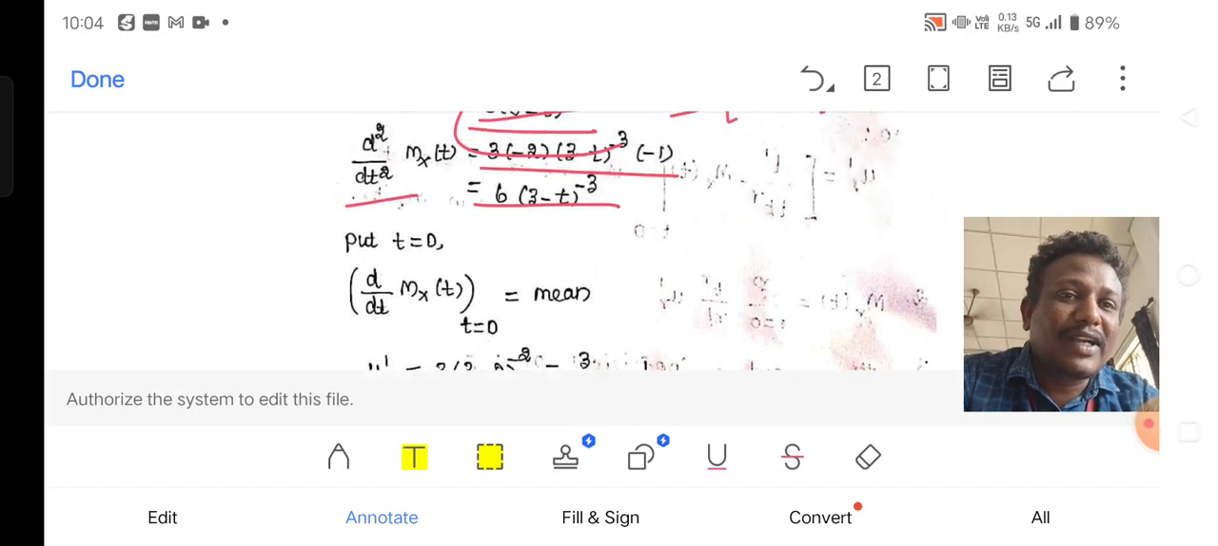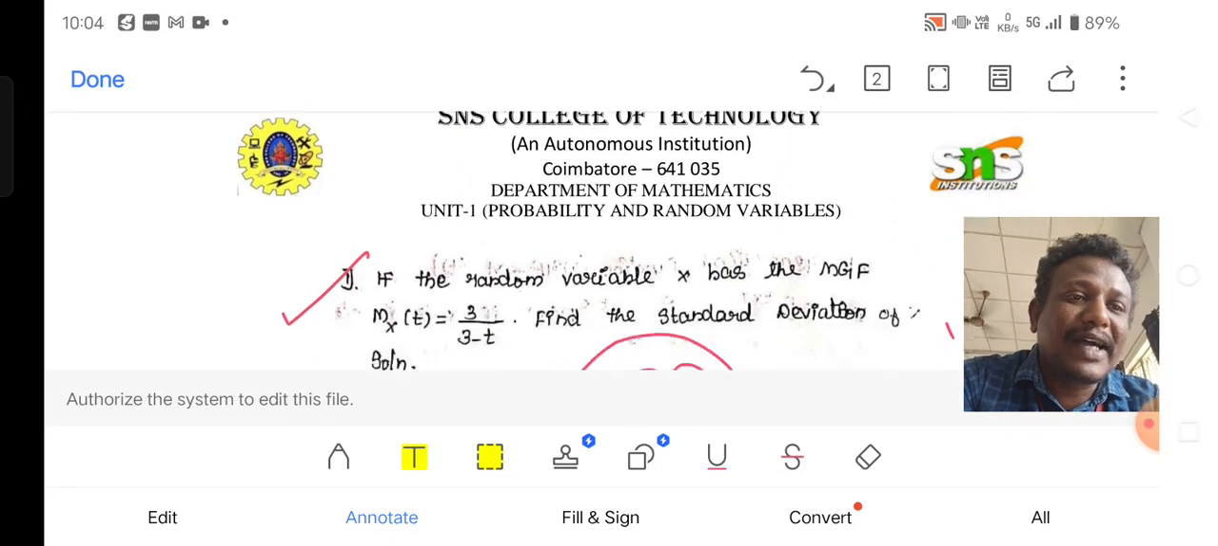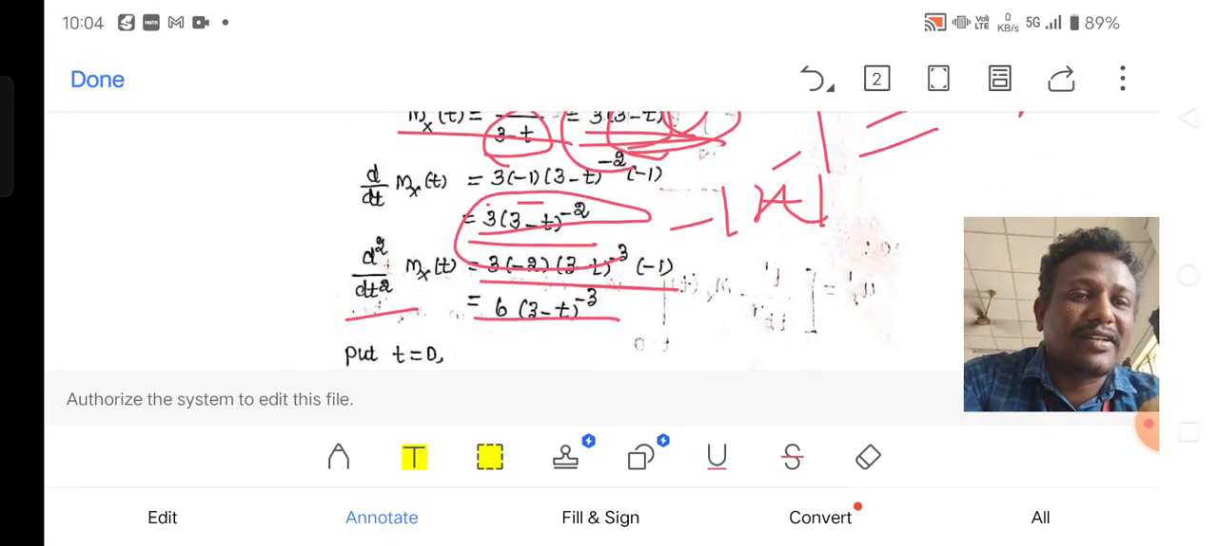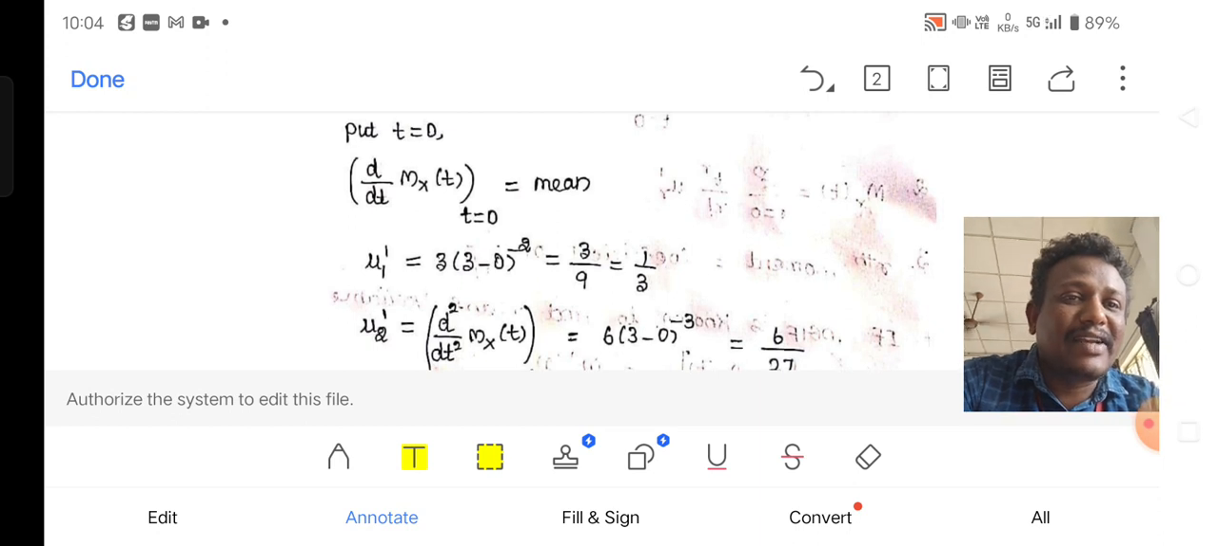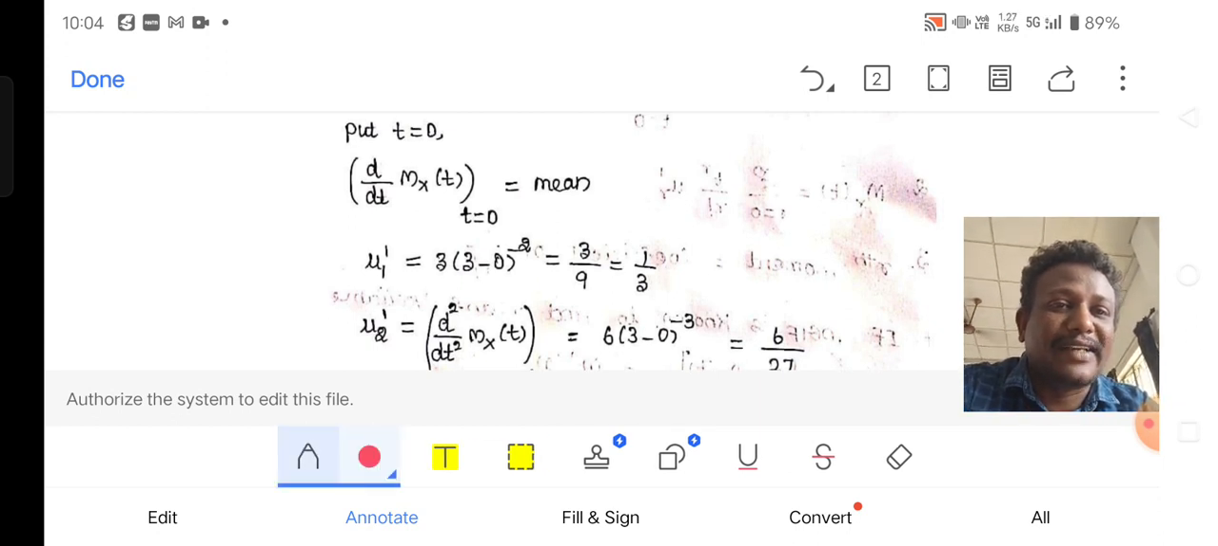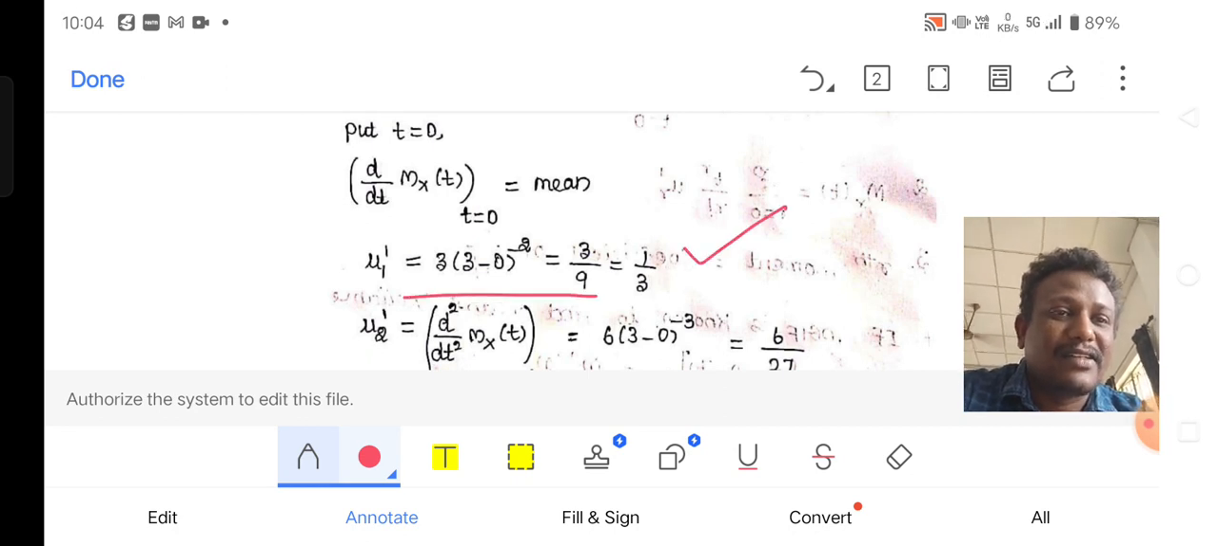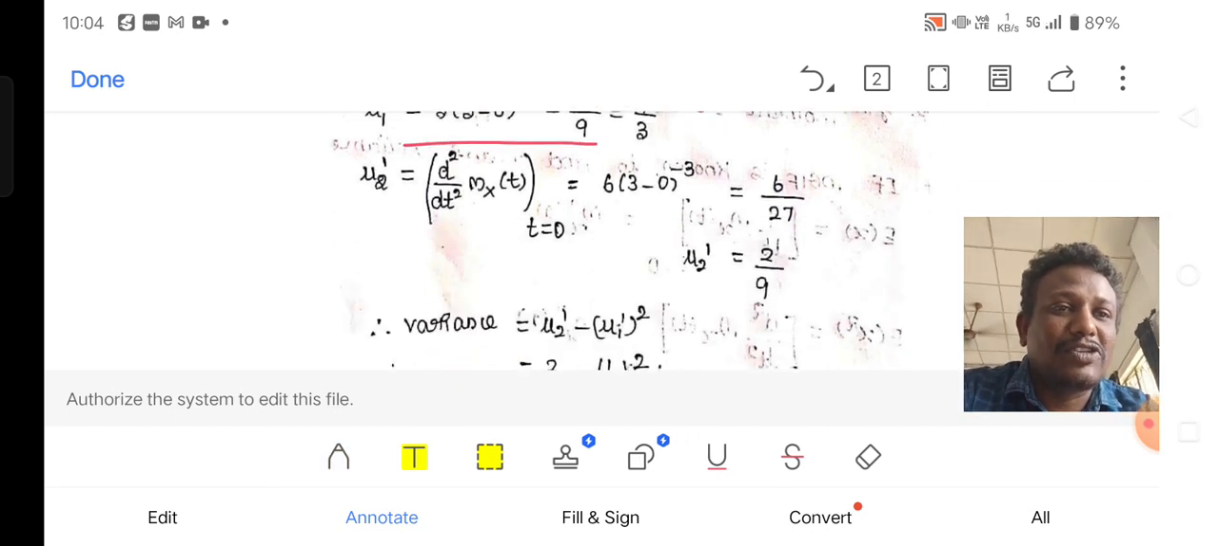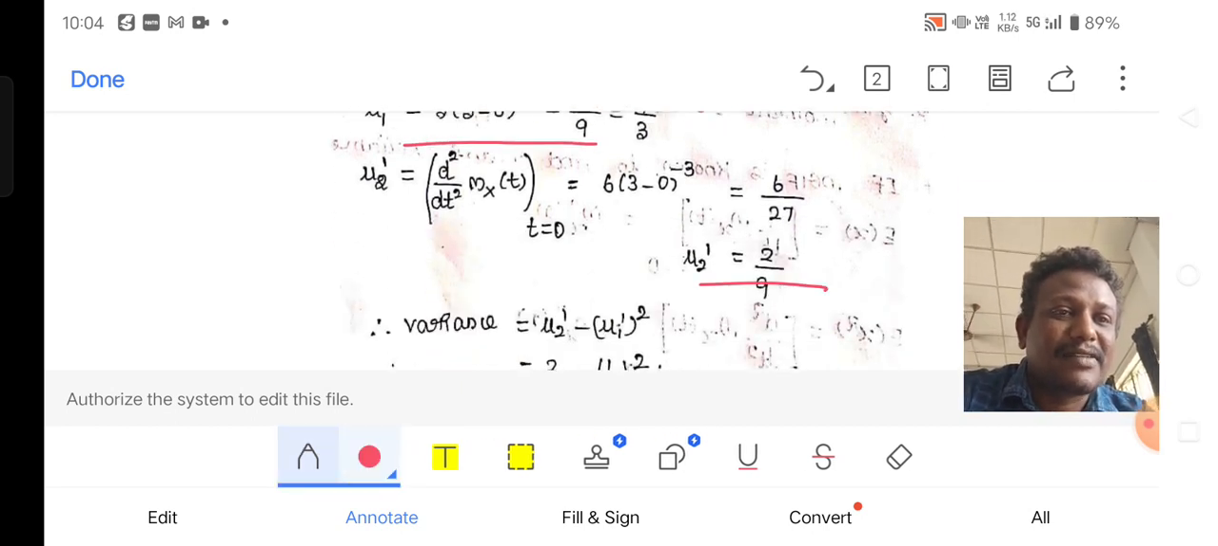What is the question? The question is to find the standard deviation. For standard deviation we need all these things. First, if we apply t equal to 0 to the first derivative, we get 1 by 3. Then we find the second derivative at t equal to 0, and we get this result.